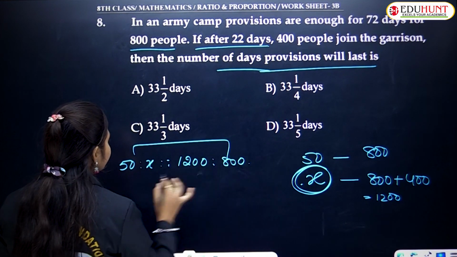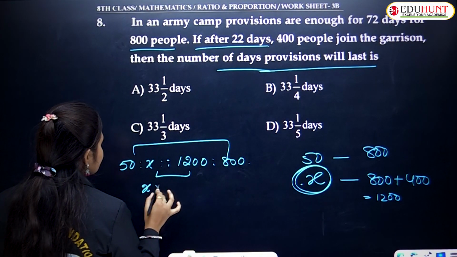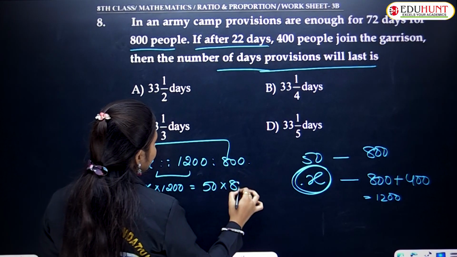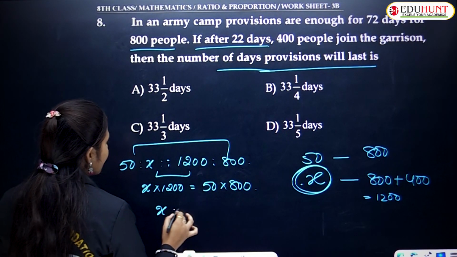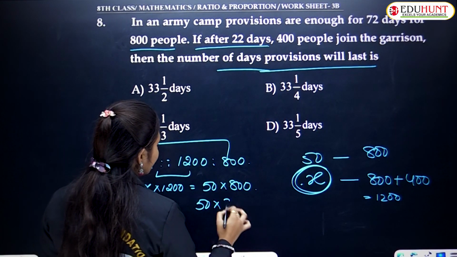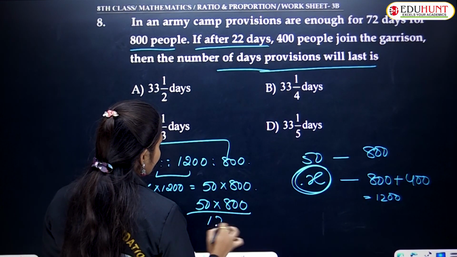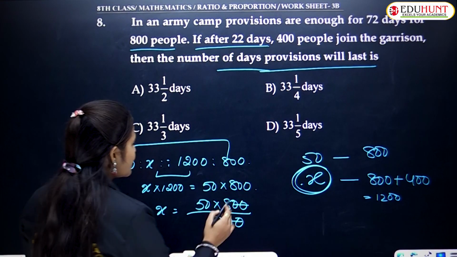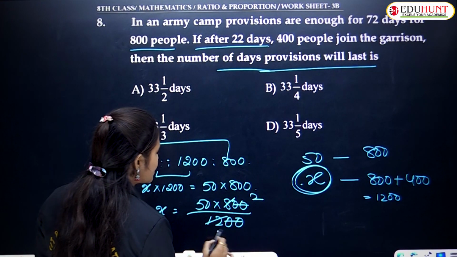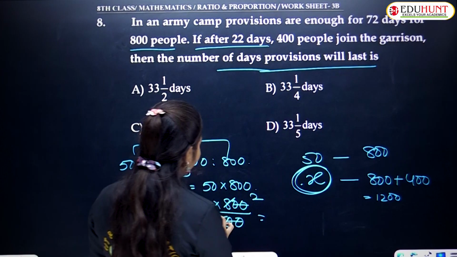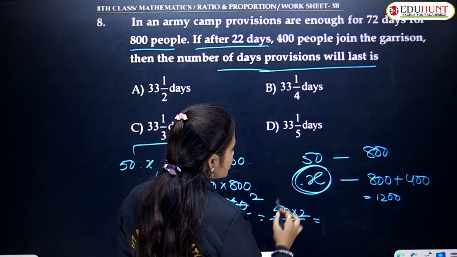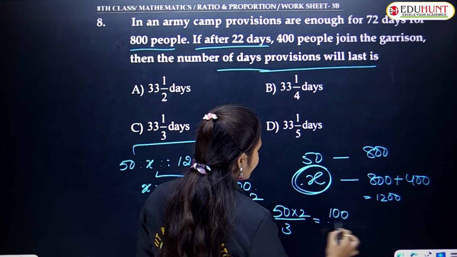From this one, x into 1200 is equal to 50 into 800. From this one, x is equal to 50 into 800 by 1200. 2 zeros and 2 zeros get cancelled. Again cancellation here, 4 2s are 8, 4 3s are 12. Clear? Next, 50 into 2 by 3, which is equal to 100 by 3.